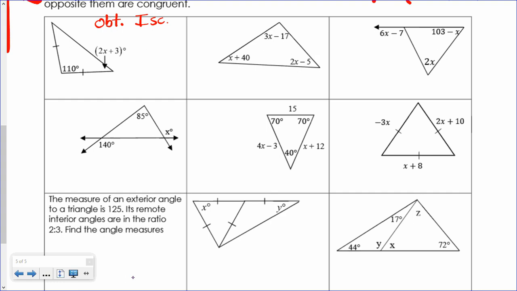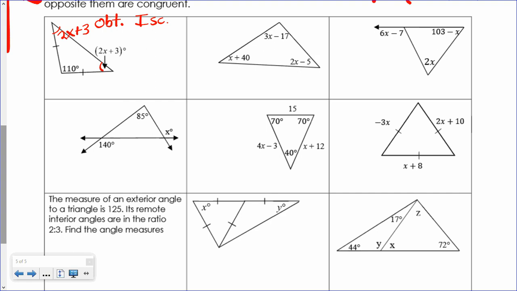The isosceles base angles theorem tells you that the base angles should be congruent if the two sides are. But the question is, which ones are the base angles? The base angles are whatever angles are touching these sides. So if you have this side, you want to use that angle and that angle. If they're congruent, you can add that mark into the picture.